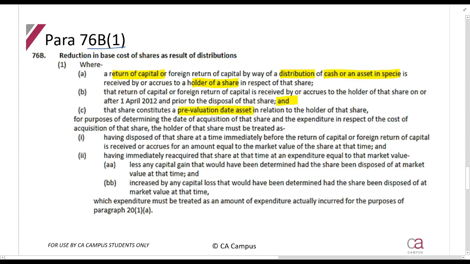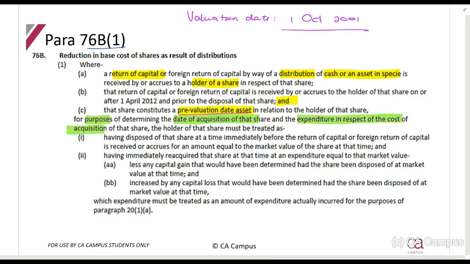What is valuation date, guys? Remember from your knowledge? 1 October 2001. So they're saying it's before that date. Pre-valuation date. Then they say, for the purposes of determining the date of acquisition of that share and the expenditure in respect of the cost of acquisition of that share. So in other words, this expenditure again, they say that's base cost. Remember, expenditure in the 8th schedule refers to base cost, because that's what it is.